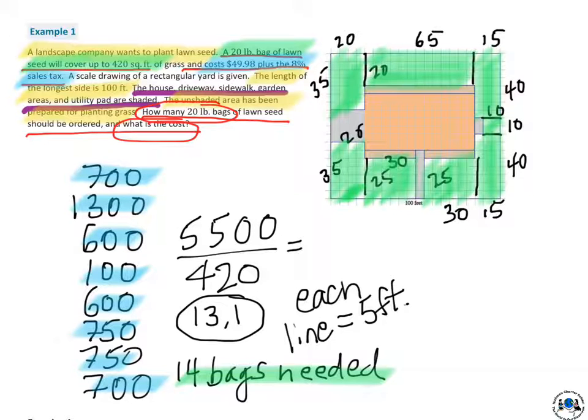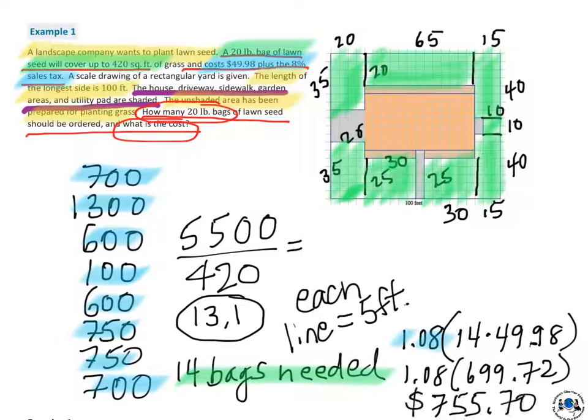The second part is, what is the cost? Each is $49.98, and then you have 8% sales tax on top of that. If you remember how to do that, set up the equation. I'm going to multiply everything by 1.08, because the 1 just accounts for the price, and the 0.08 is the 8% sales tax that I tack on. It's going to be 14 times $49.98, which is my 14 bags. Figure all that across there, and I get $755.70 as my answer. Hopefully you got at least close to that.